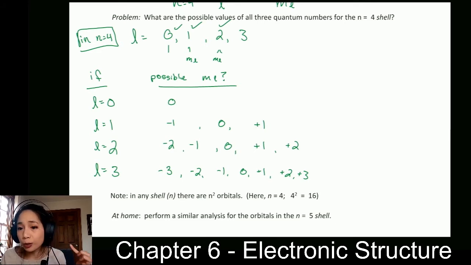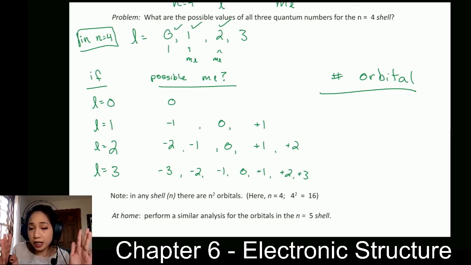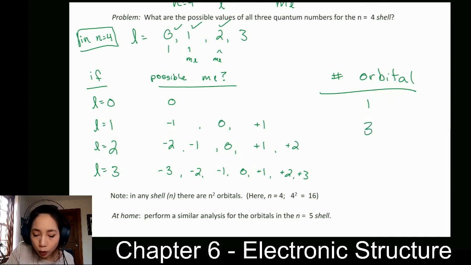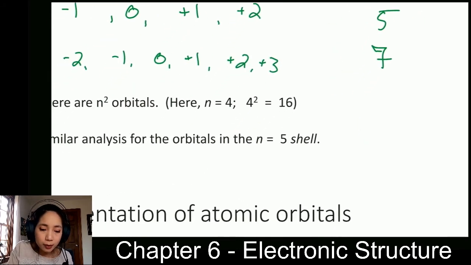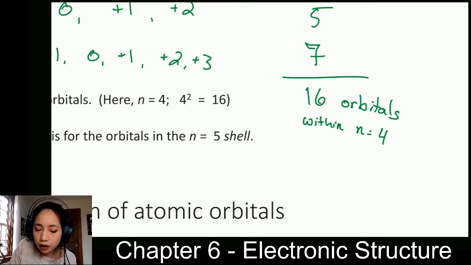So how many total orbitals are these? Let's count them up. The number of orbitals are each of the possible ML values within each subshell. Within L equals 0, there's only one possible orbital. Within L equals 1, there are 3 orbitals or 3 orientations. Within L equals 2, there are 5, and L equals 3, there are 7. All I'm doing is counting up the individual ML possibilities that I put. If you add all of those up, you should get 16 orbitals total within our n equals 4 energy level.